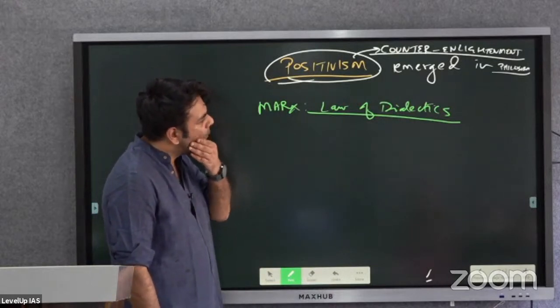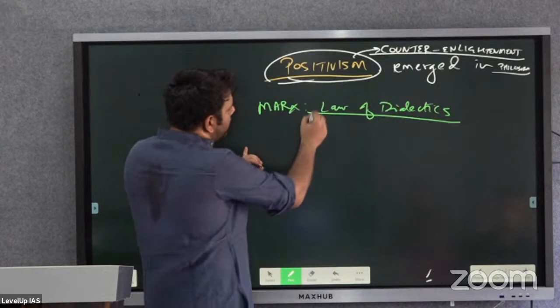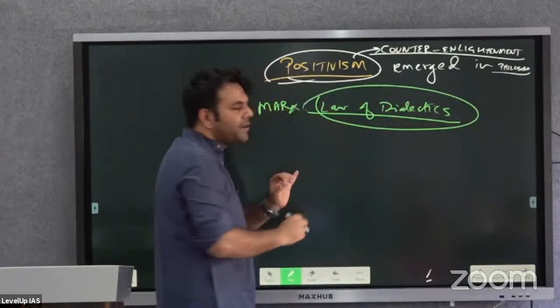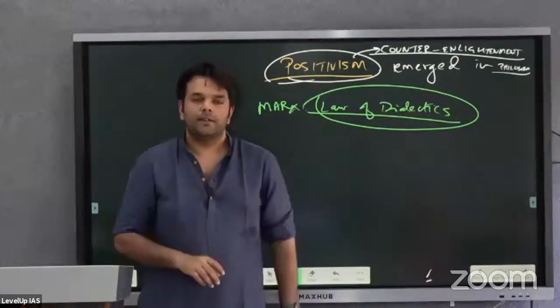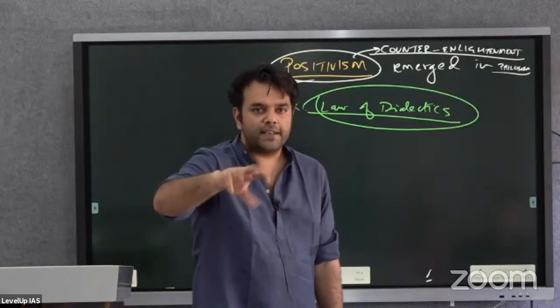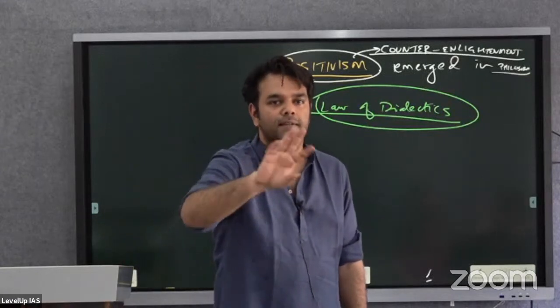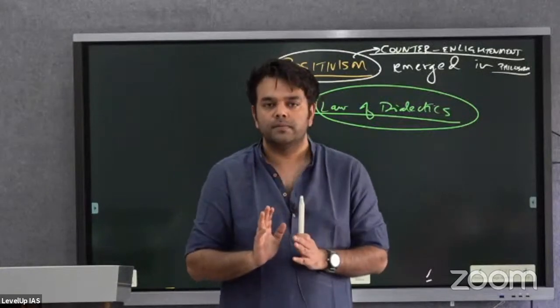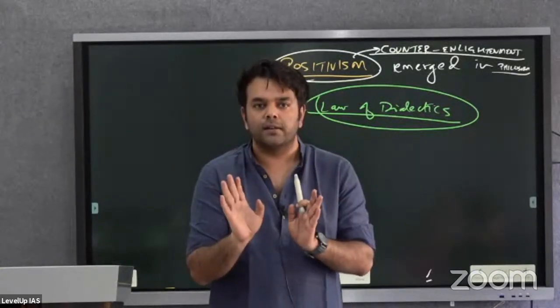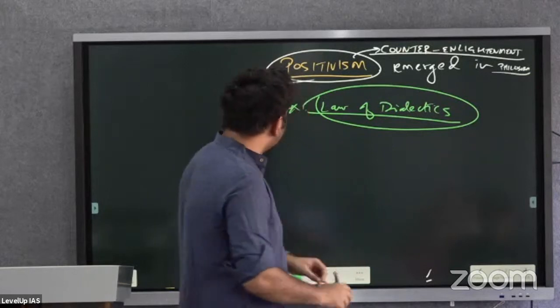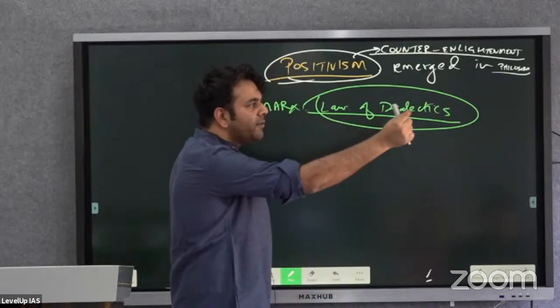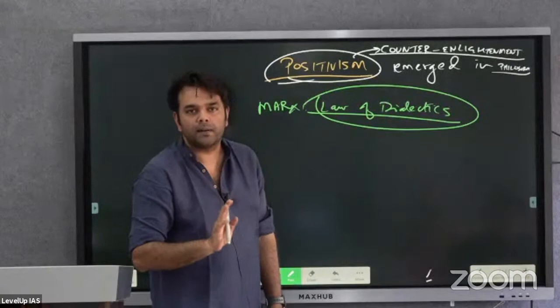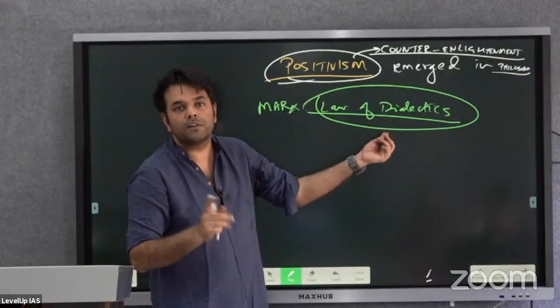Now, if I understand the law of dialectics, I will get to know that the mode of production changes because of conflict between classes. Okay, and this is inevitable. This is what Karl Marx is trying to say. This is a law, which means communism will definitely come. It is inevitable. And he used these laws to explain this.